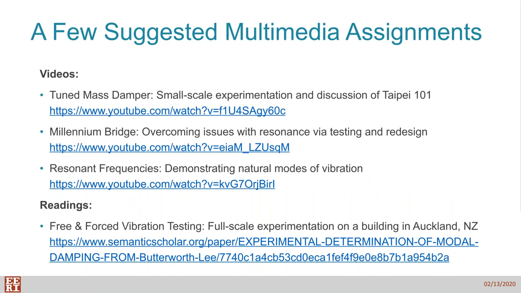In terms of the multimedia homework assignments that I mentioned were added to the course, I just included a couple of links for a few examples that appear in my homework. But my objective is to expose the students not just to the small scale tests and demonstrations that I can bring into the classroom, but also allow them to see how, say, a tuned mass damper is actually implemented in a building like Taipei 101, or what kind of issues we're seeing with the Millennium Bridge with resonance due to pedestrian footfall, and how the engineers were able to do testing of that structure and then come up with a redesign that resolved the problem.